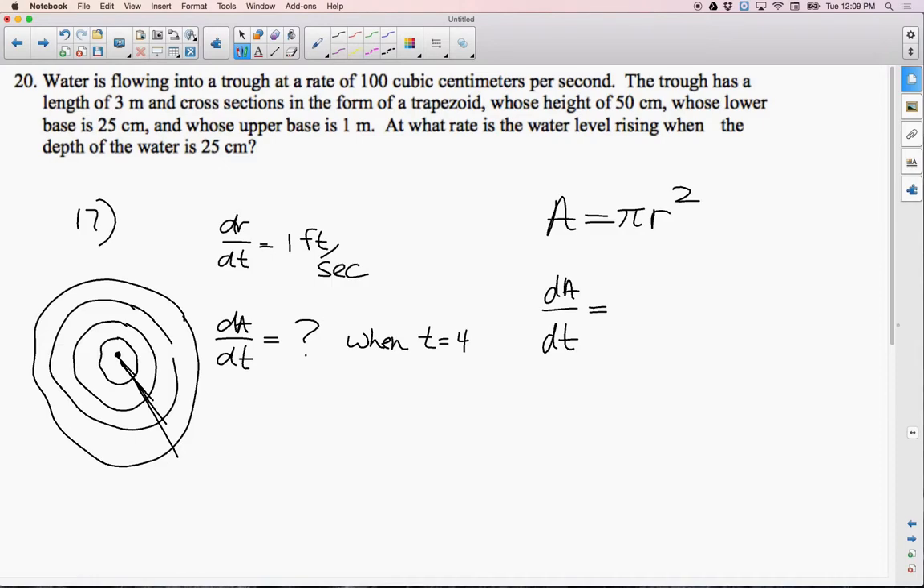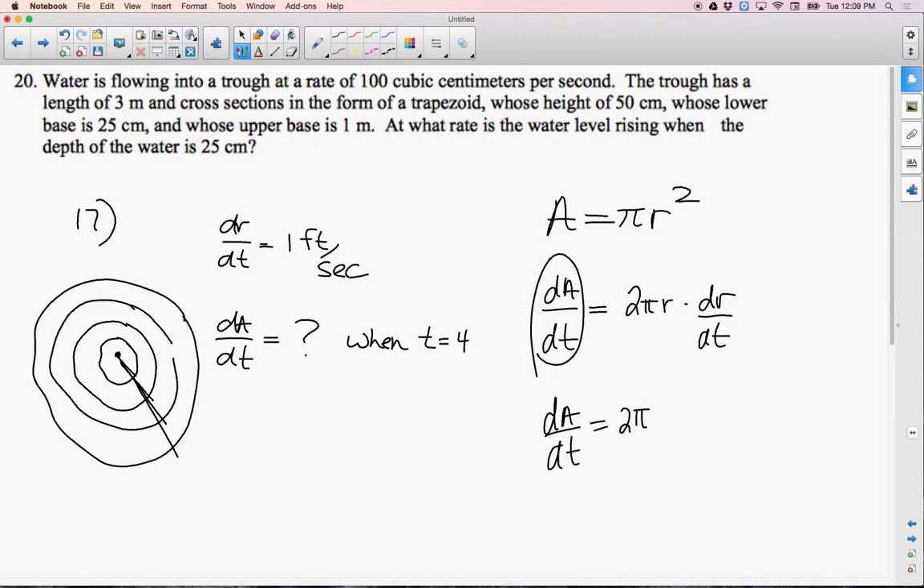Okay, what is this? 2 pi r times dr/dt. I want to know dA/dt. So dA/dt is going to be equal to 2 pi. Do we know r? Basically, yes. How do I know r is 4? Because 1 foot per second, and 4 seconds. If the radius is moving 1 foot per second, then 4 seconds later it would have to be at 4 feet.